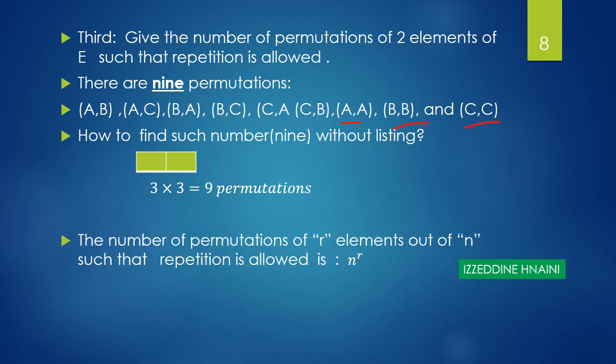Another way is to apply the rule: the number of permutations of R elements out of n, such that repetition is allowed, is n power R, that is 3 power 2 equals 9 permutations.